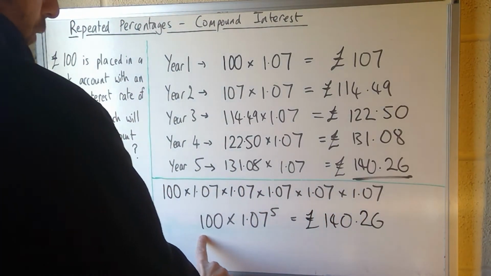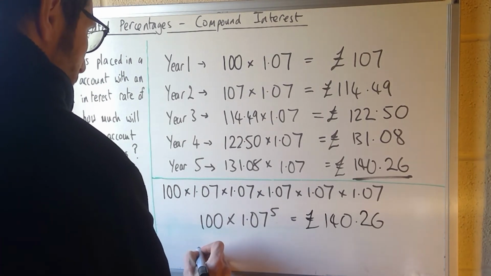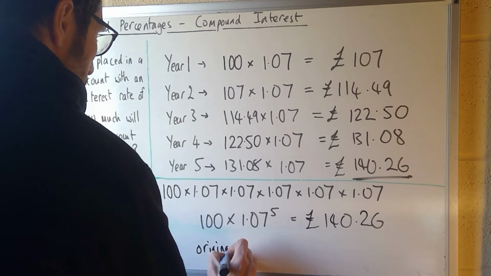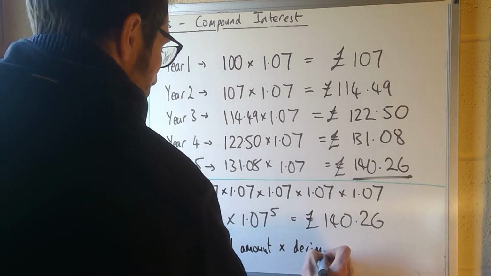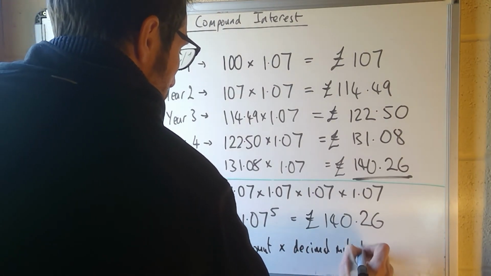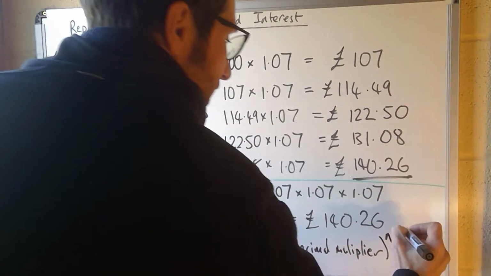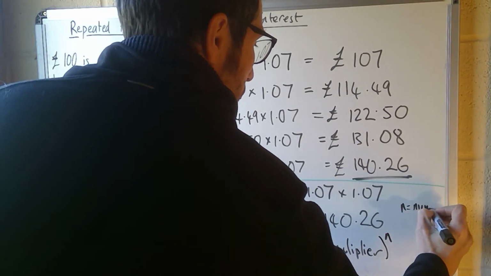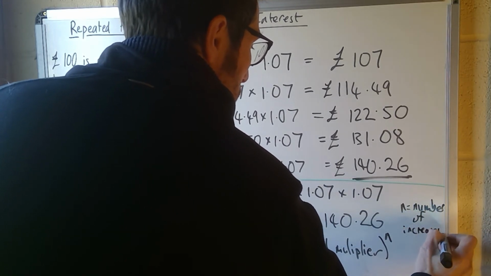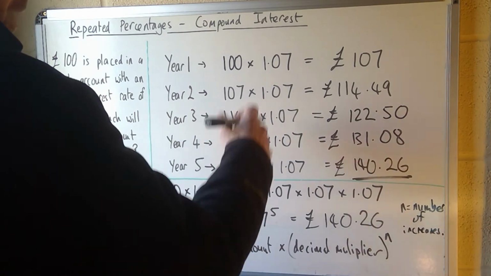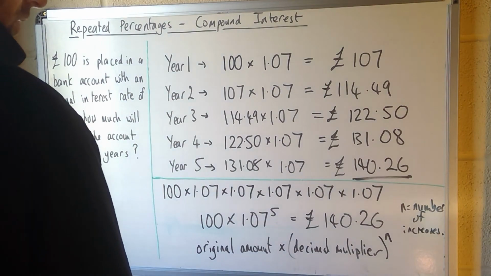So this is a much quicker method, and we've got a general rule here. We can do the original amount multiplied by the decimal multiplier raised to the power of n, I'm going to call it here, which is the number of increases. So if we've got a large number of increases, maybe 20 years or maybe in months or days, we can do this very quickly on our calculators.